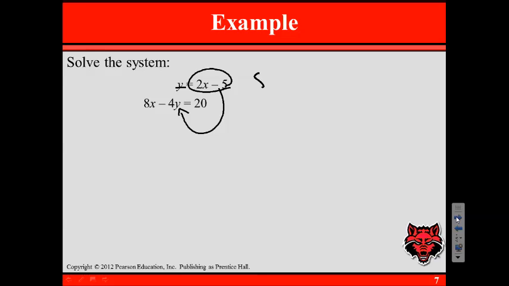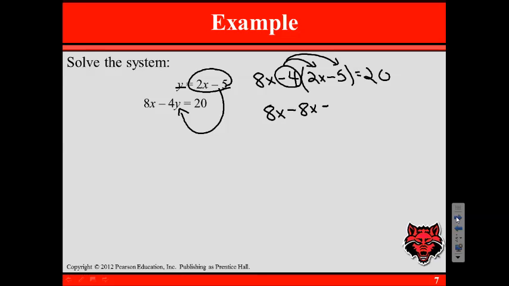Doing so will give us 8x minus 4 times 2x minus 5 equals 20. We'll then distribute the negative 4 into the parentheses. And we're left with 8x minus 8x plus 20 equals 20. When we combine like terms on the left-hand side, 8x minus 8x is 0. Those cancel.